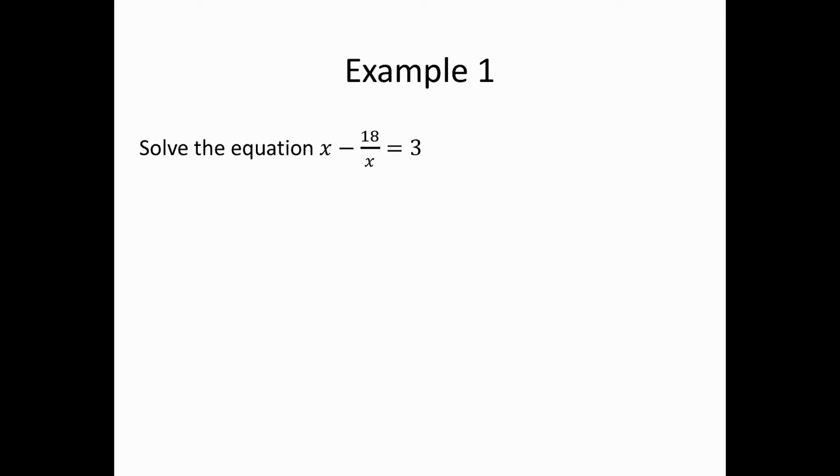In general, one piece of advice that I have for these types of problems is get rid of the denominators as soon as possible. In order to do that, I'm going to suggest we multiply everything by that denominator of x. So we take x times x, giving us x squared. We take x times negative 18 over x and get just negative 18. And on the right side, we're left with 3x. So now we have something that looks a little more quadratic.